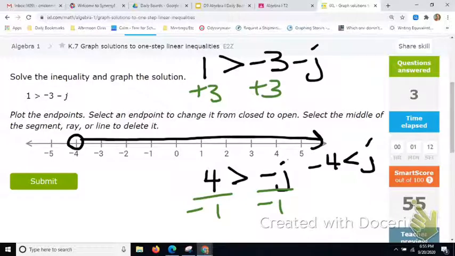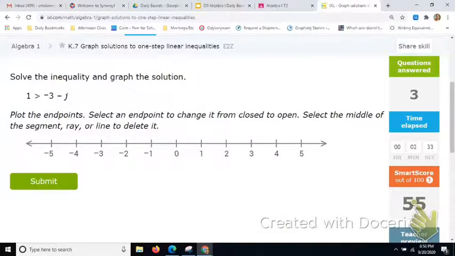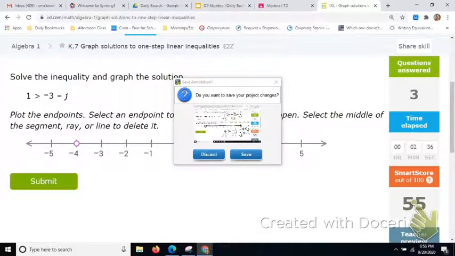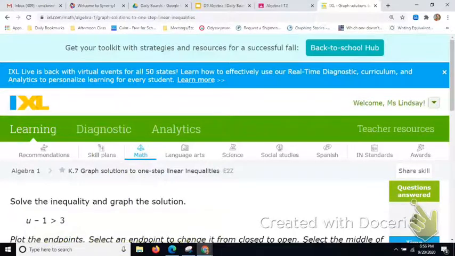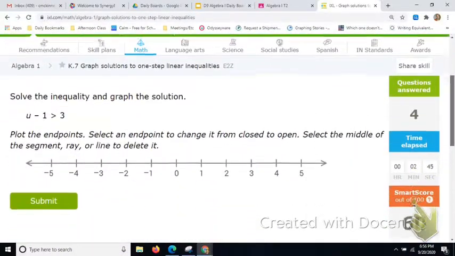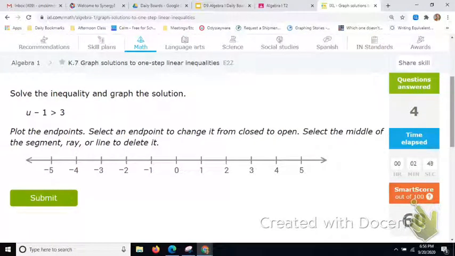Keep in mind, I could rewrite it this way with J on the left. The symbol would follow the J. That open side would stay to the J. So saying -4 is less than J is the same as J is greater than -4. So I'm going to open circle here at -4 and shade all the way to the right. So they're not all going to be that tricky, but just be on the lookout when it's on the right. You might want to rewrite it to make sure your graph is going in the right direction.